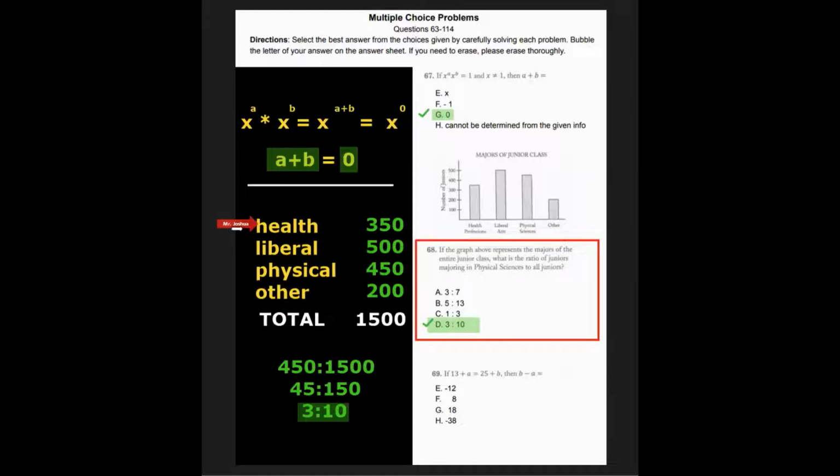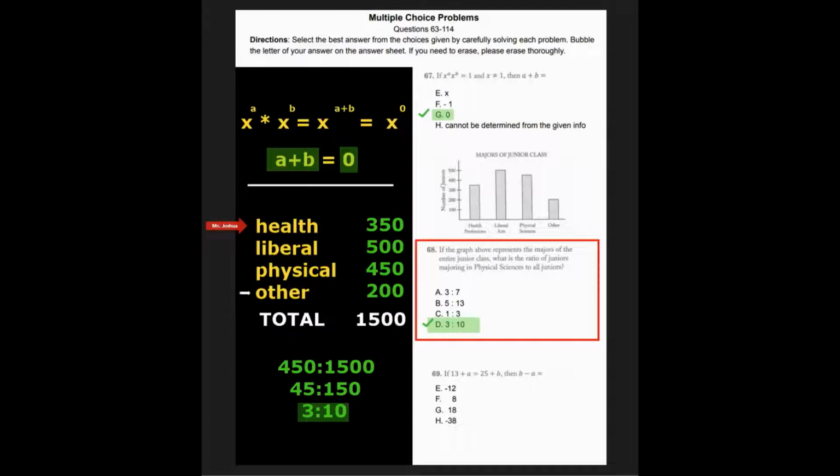Well, looking at the chart, health professionals is halfway between 300 and 400, or 350. Liberal arts is towering at 500 students enrolled with that major. Physical sciences is 450, and other declared majors is 200. So your major is your concentration of study, like your favorite subject in school when you're in college. By junior year, you should declare what your concentration of study is.